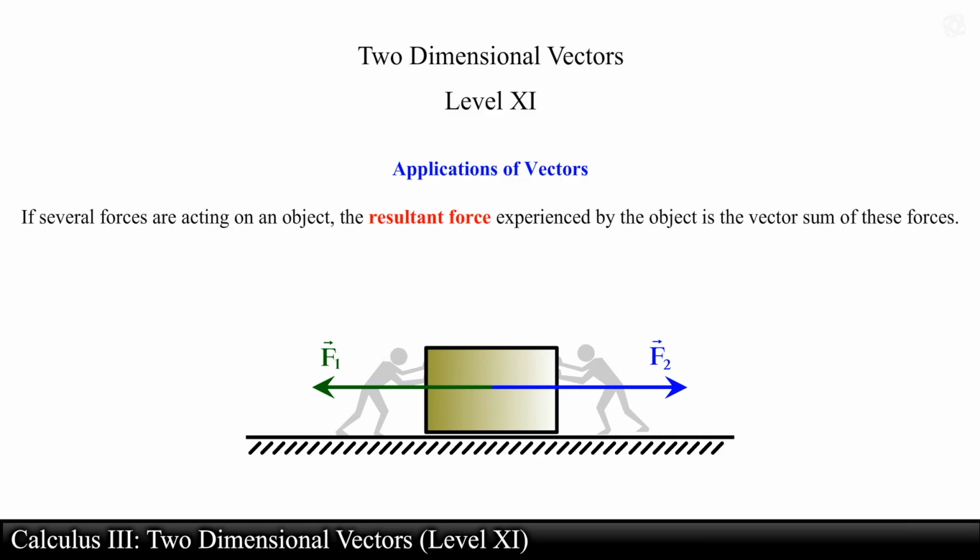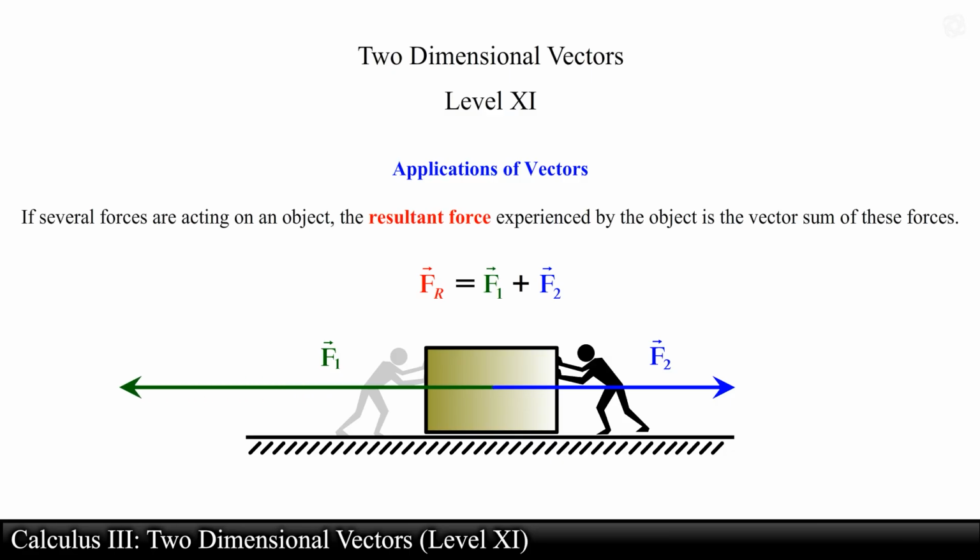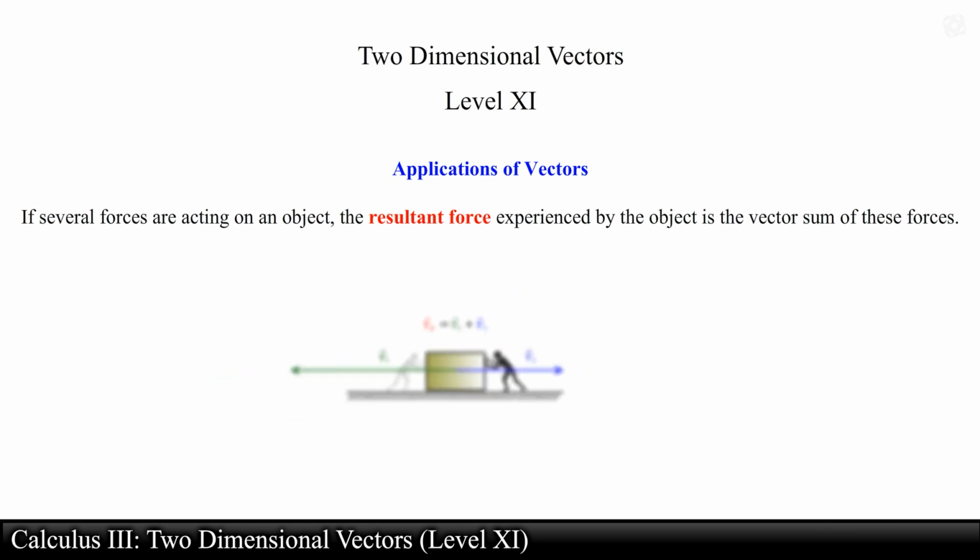The resultant force can easily be found by geometrically or algebraically adding all the forces. If the person on the left pushes with a greater magnitude, the resulting vector will point towards the positive x-axis, and the box will start moving in that direction as well. On the other hand, if the person on the right pushes with a greater magnitude, then the resulting vector will point towards the negative x-axis, and the box will start moving to the left. Let's go over 3 examples to illustrate how to solve resultant force problems.